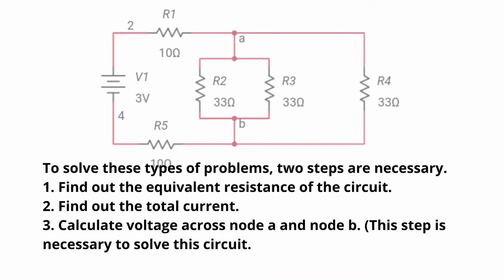In these type of problems, two steps are necessary. First of all, evaluate the equivalent resistance of the circuit and then find the total current with the help of the equivalent resistance. You can easily do this with the help of Ohm's law formula. The third step is optional and for this circuit only, that is to calculate voltage across AB. Let's begin.